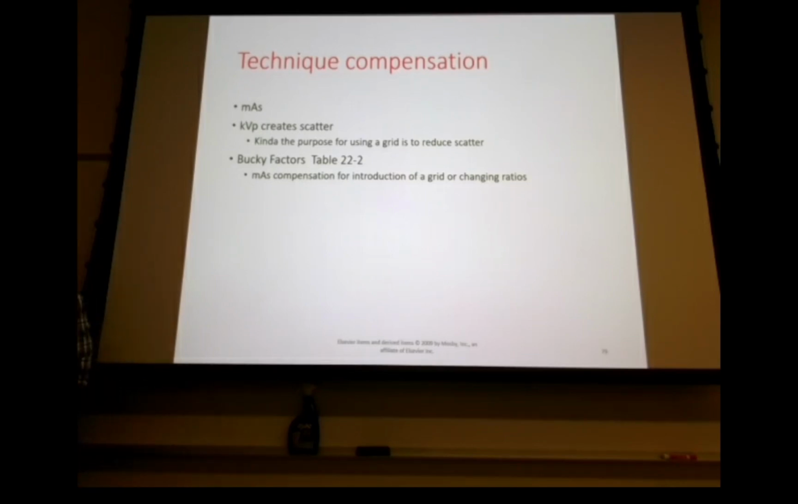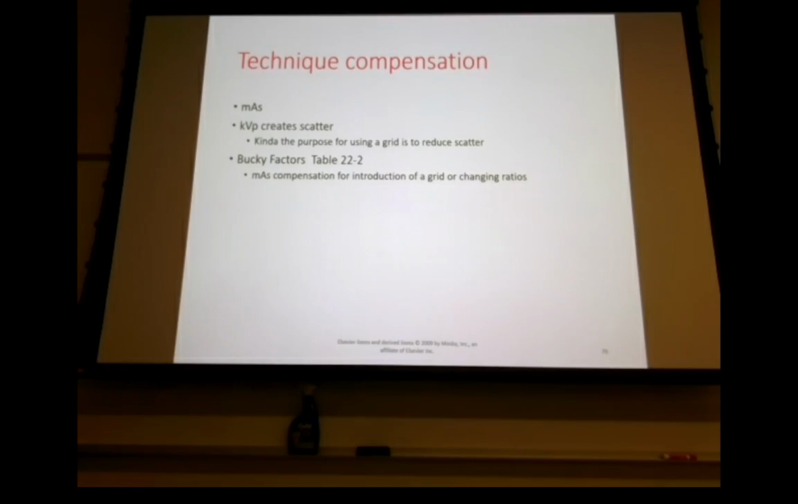If we increase our kVp, what happens to the penetration to the patient? It goes up, right? So it's penetration, straight penetration, but it's also penetration of scattered photons, right? So now look at that same chart, and if you look at 90 kVp, what's your Bucky factor for a 5-to-1 grid? 2.5. Why is that? Because you create more scatter.